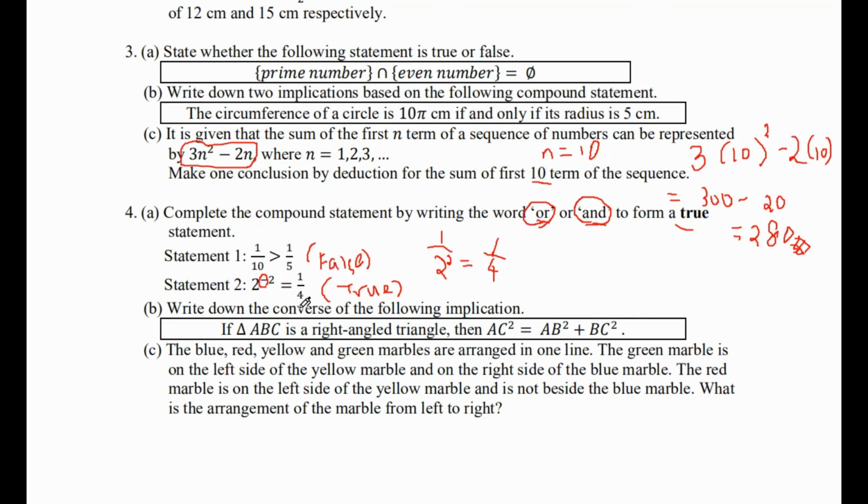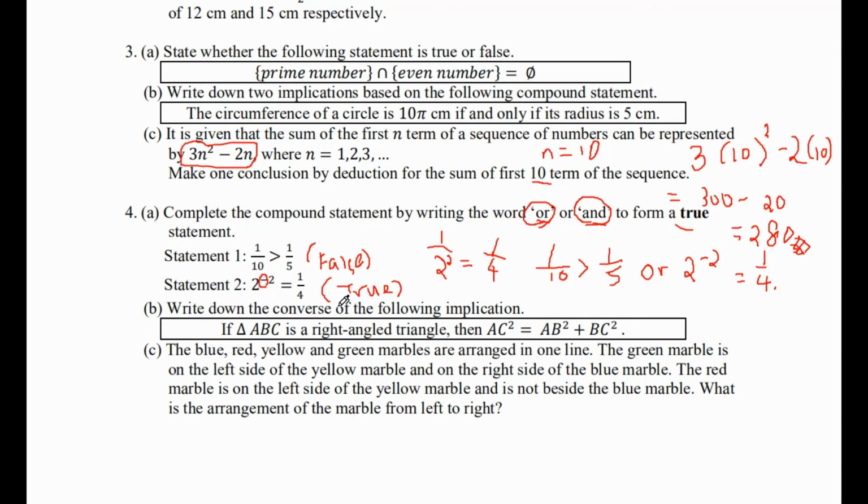Okay, because only one of them is true, then we can only use or. So just write 1 over 10 greater than 1 over 5, or 2 power negative 2 equals to 1 over 4.